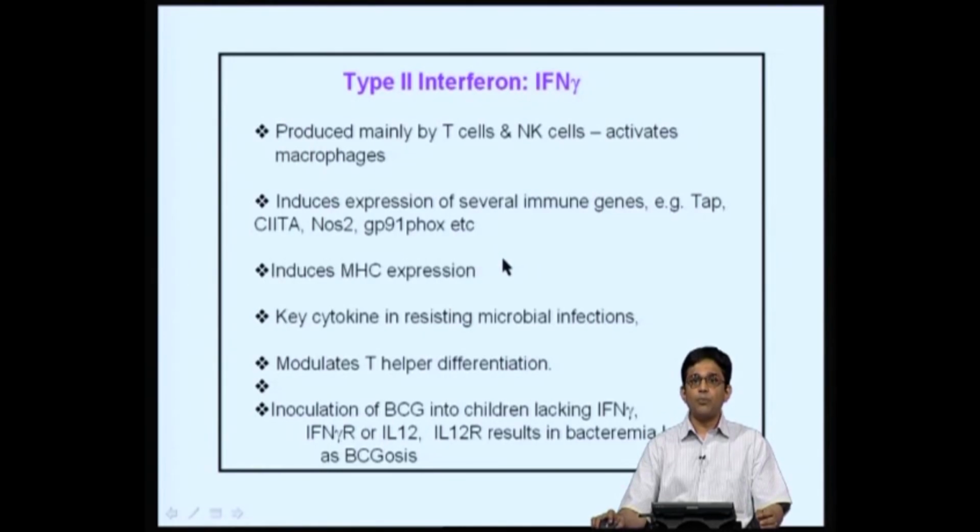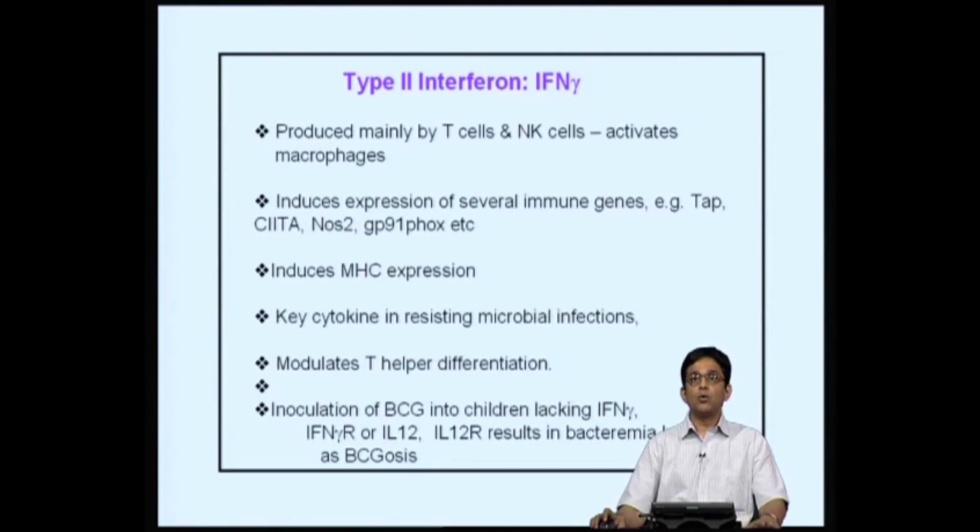Interferon gamma is a potent inducer of MHC class 1 and MHC class 2 expression. Once the MHC molecules are increased, the chances of presenting peptides that derive from pathogens are also increased, because overall the production of MHC molecules increases. This is especially important during inflammatory conditions during infections. It is a key cytokine in resisting microbial infections, and it modulates T helper differentiation.